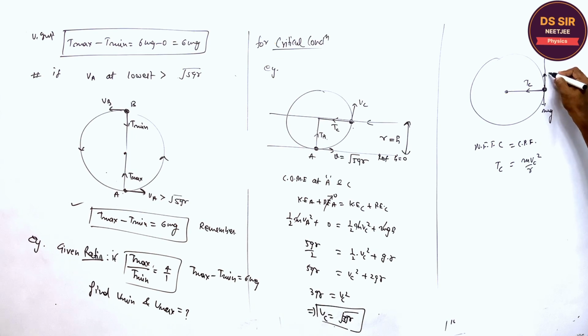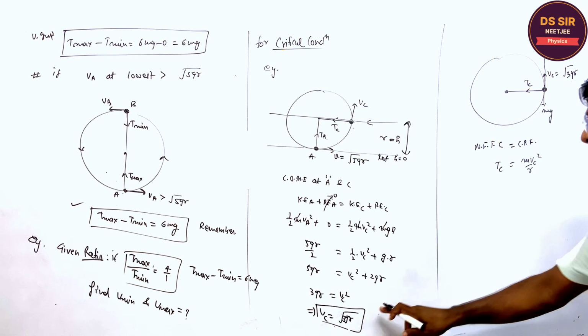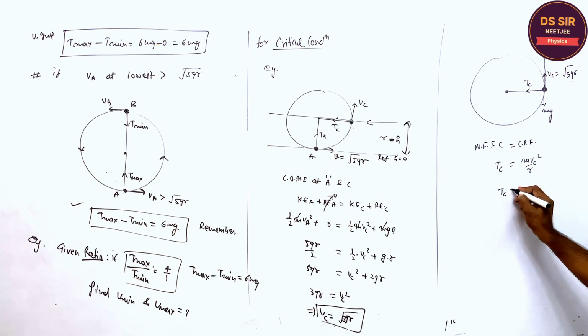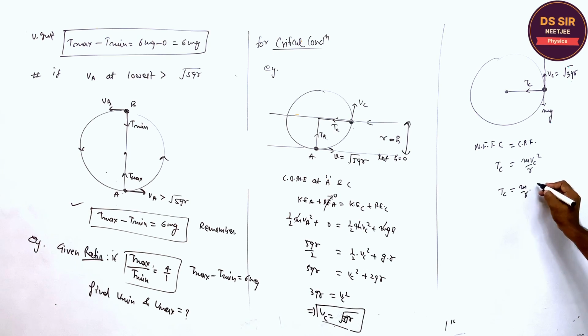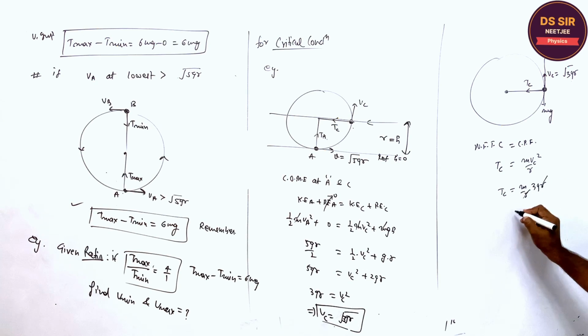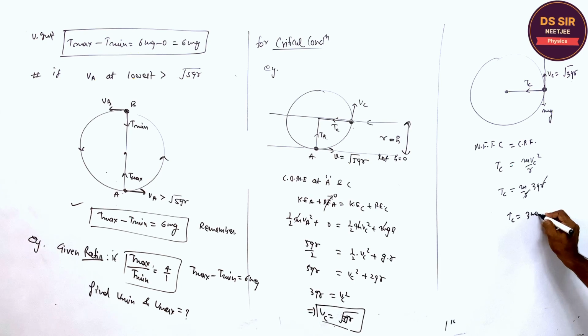But we know the speed Vc is equal to root 3gr. This speed is found with the help of the conservation of mechanical energy. The Tc is equal to what? m by r, this is 3gr. So r will cancel out. Tc is equal to 3mg. Is it clear or not?